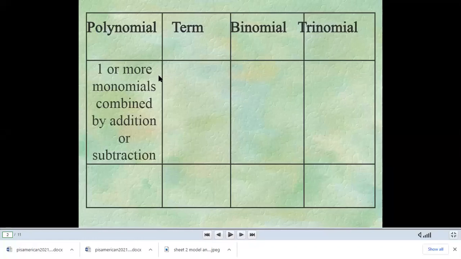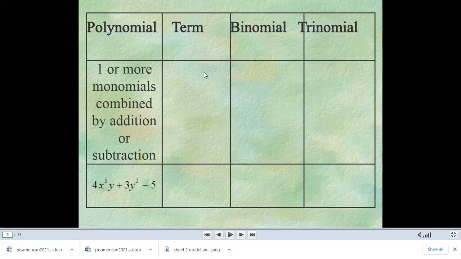A polynomial is one or more monomials combined by addition or subtraction. We said a monomial consists of numbers and variables, and the word poly means many. So one or more monomials, when we combine them together by adding or subtracting, is called a polynomial.